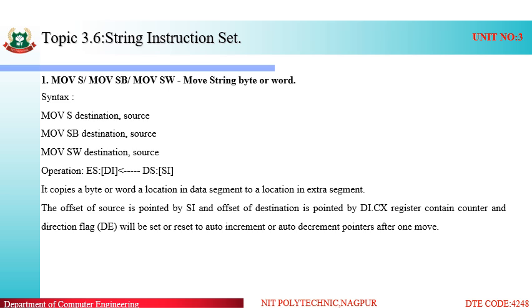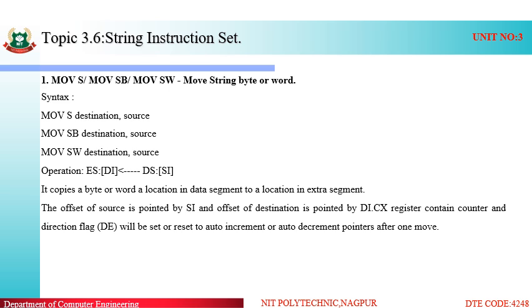So the move instruction copies a byte or a word from a location in the data segment to a location in the extra segment. So what this move instruction will perform is, it copies a string or a string byte or a string word from the data segment into the extra segment. This will be common to each instruction we will study in this string instruction set. Strings are always stored in the data segment and extra segment, and along with the segment we have to specify the index register.